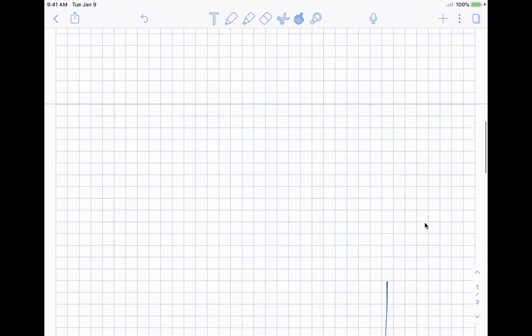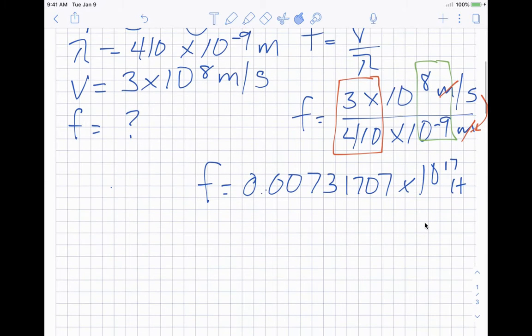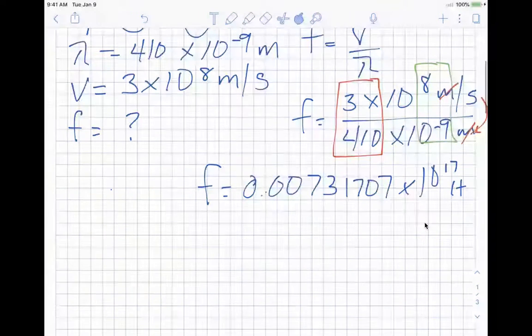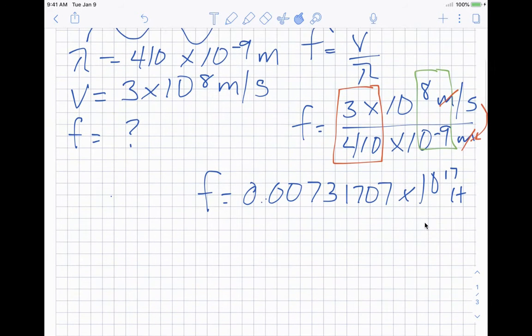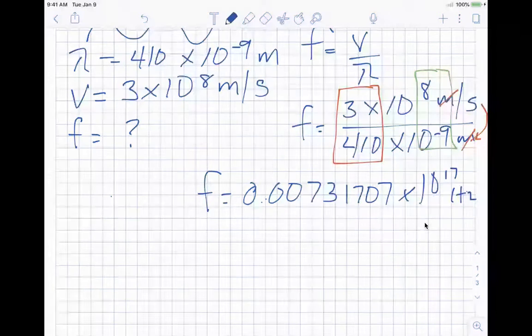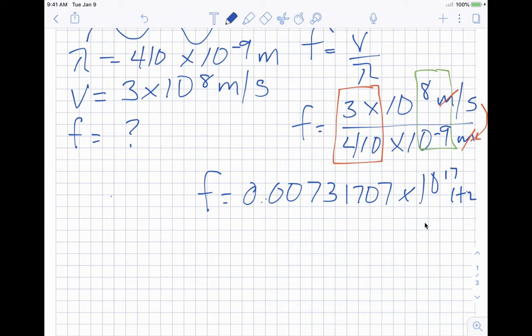Sorry, we're running out of room. Let me give us a little bit more room. Okay, so now that we have our actual answer, it's not quite correct. We have to turn this into proper scientific notation.